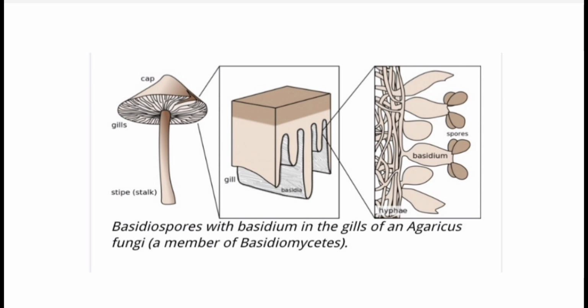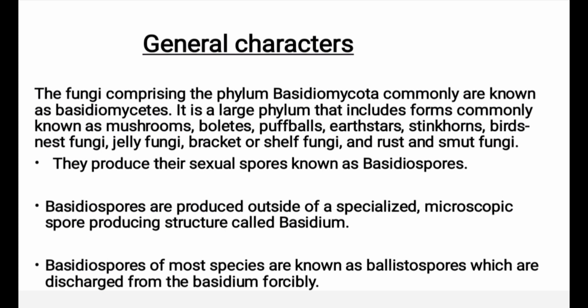My topic is Basidiomycetes. The given picture shows basidiospores with a basidium in the gills of an Agaricus fungus. General characters. The fungi comprising the phylum Basidiomycota commonly are known as Basidiomycetes. It is a large phylum that includes forms commonly known as mushrooms, boletes, puffballs, earthstars, stinkhorns, bird's nest fungi, jelly fungi, bracket or shelf fungi, and rust and smut fungi.